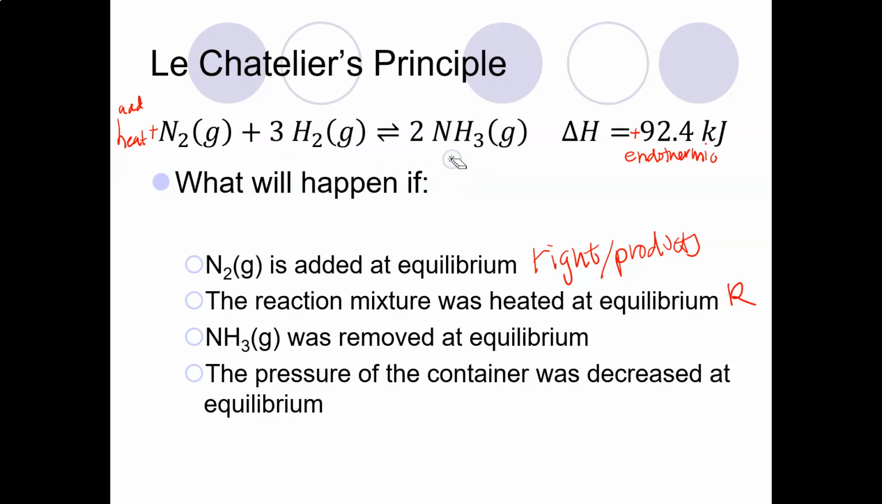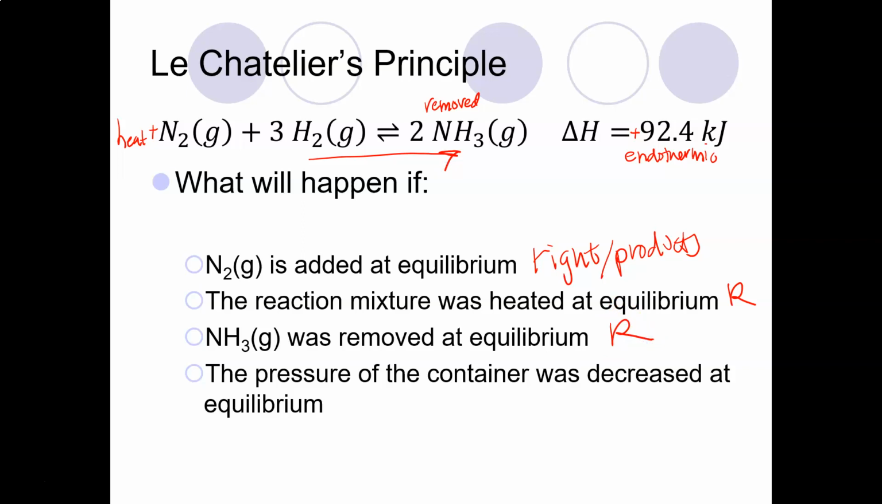Okay. If NH3 was removed, then this reaction needs to shift to make more of it, which would actually also be shifting towards the right.